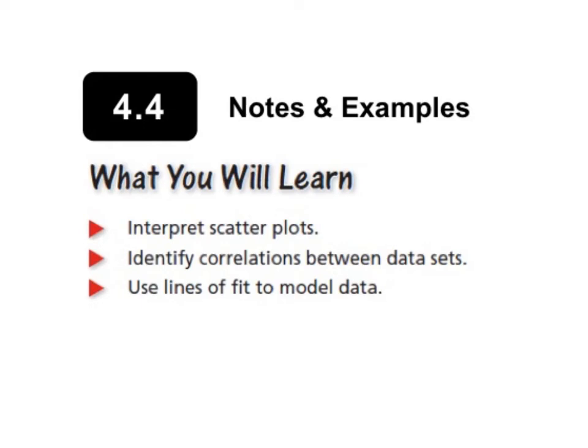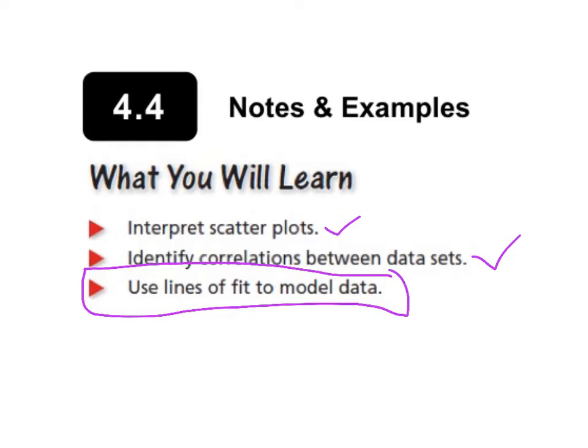So in 4.4, remember our goals were to interpret scatter plots. We already looked at that. To be able to identify correlations between data sets. Is it a positive correlation, a negative correlation, or is there no correlation? We already looked at that. And then if there is a positive or negative correlation, we still want to take a look at this last idea of using lines of fit to model data.